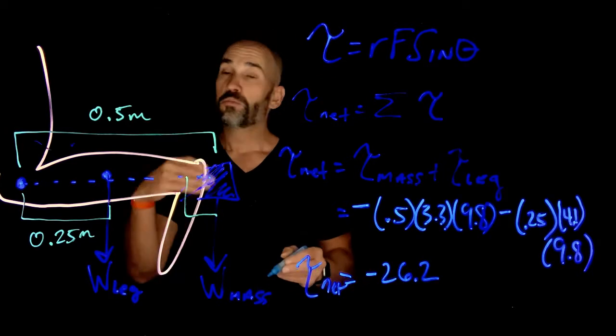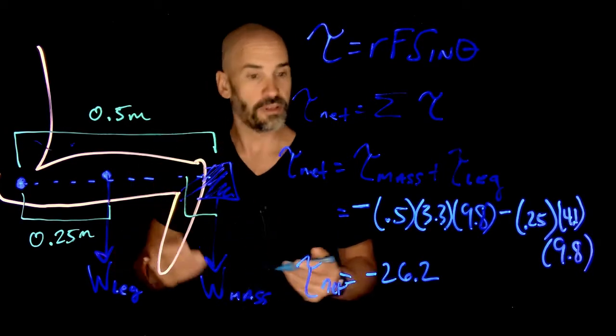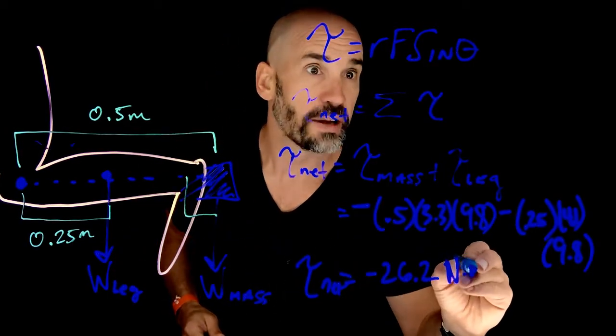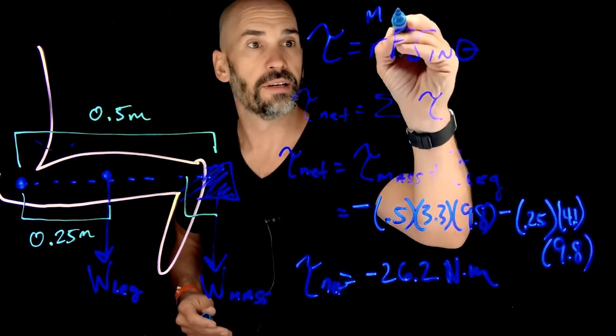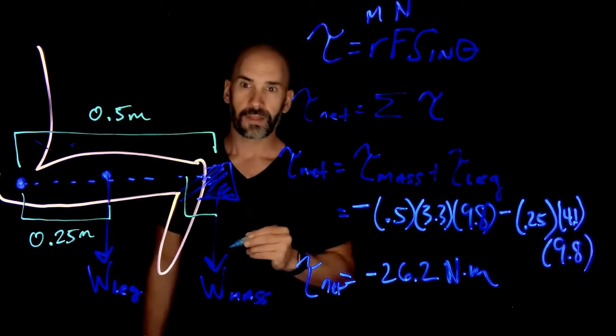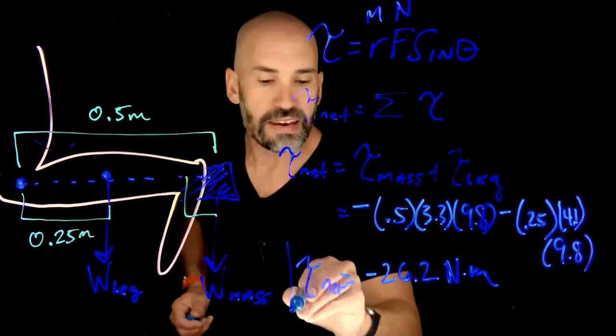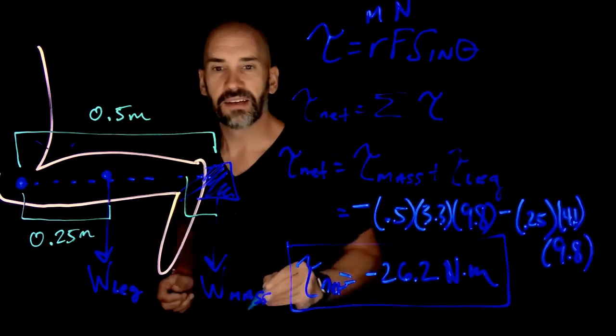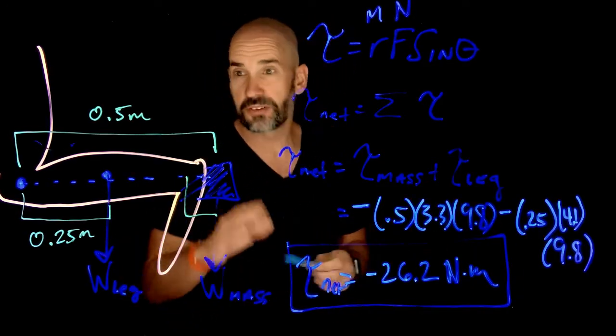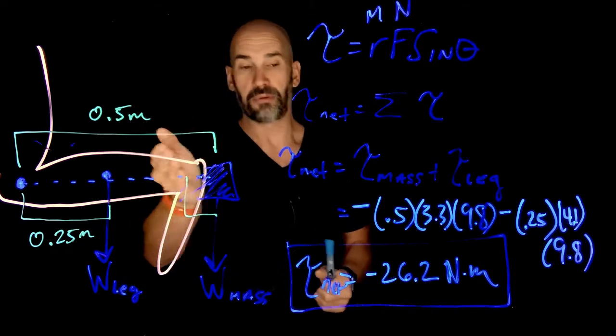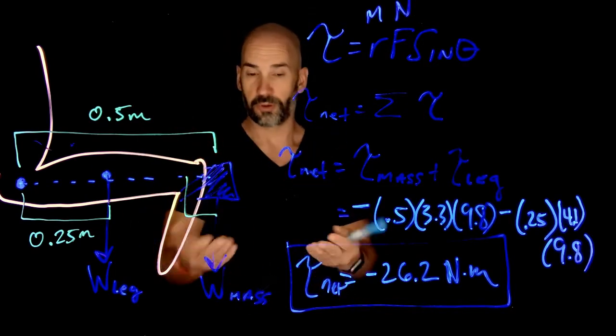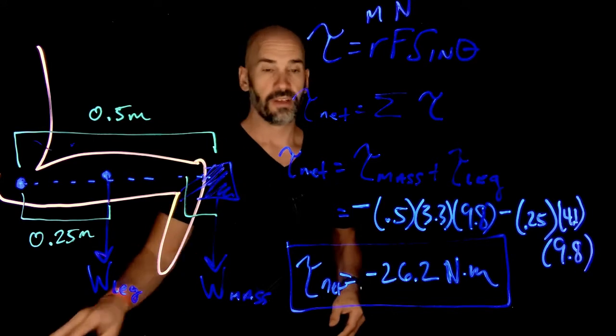And torque doesn't have any special units. It's just a Newton meter, which makes sense because here's a meter and here's a Newton. Okay? So we now know the net torque around this person's knee. You've taken your first step to understand how forces operate on the body in terms of torque, to create torques.